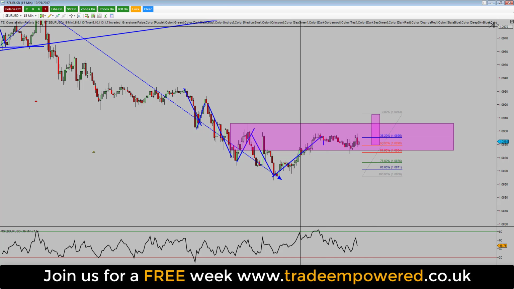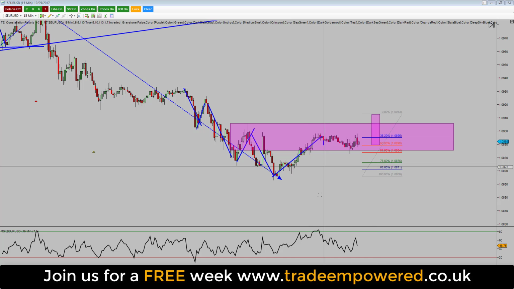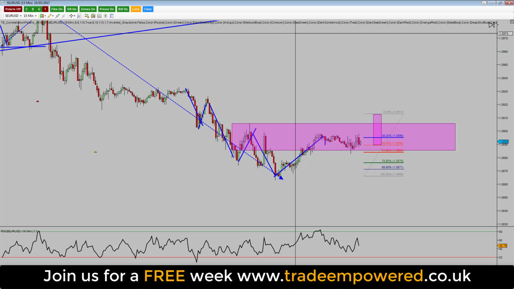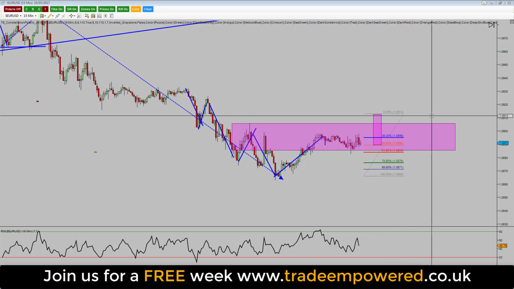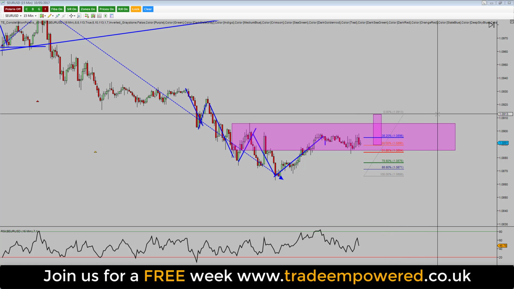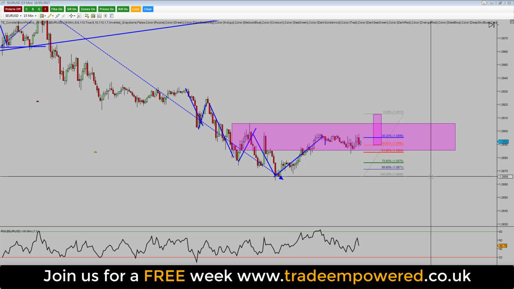Yep. It's a late entry to a day trade. I'm going to be a bit more aggressive on the day trade. I'm going to take a short here. I'm shorting at market. 0892 I got short at. Just bear with me while I get my orders on, guys, okay? My stop loss is going up here, 0913. And my target's going down at 0866.